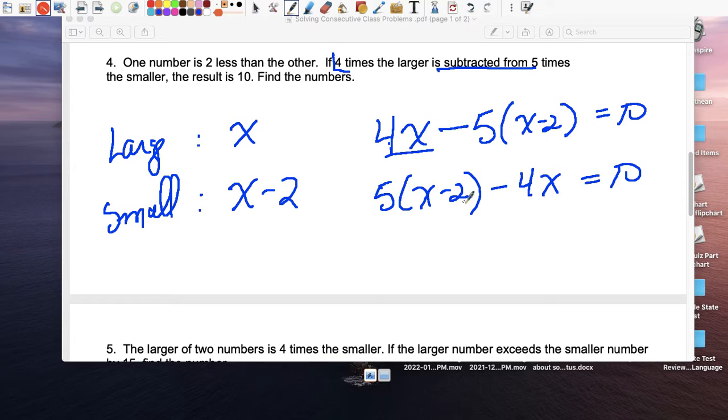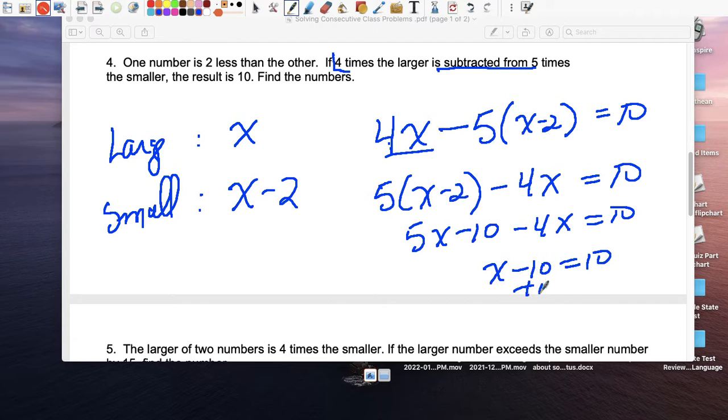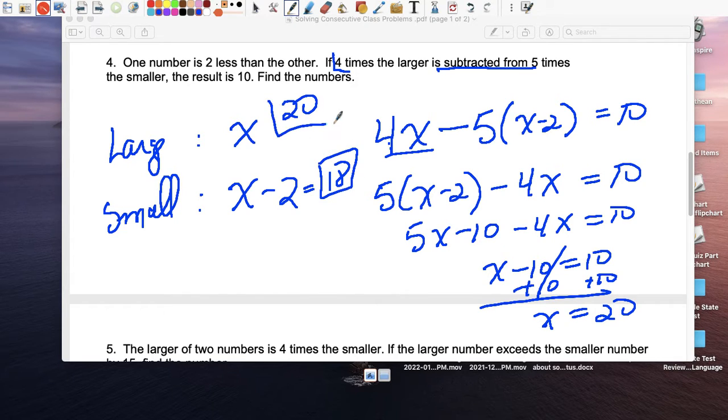Now we're ready to solve the equation. So 5x minus 10, distributive property, minus 4x equals 10. 5x minus 4x is x, minus 10 equals 10. Add 10 to both sides, and we get x equals 20. So our larger number is 20. The small one is smaller by 2, so 20 minus 2 gives us 18. So those are the two numbers.